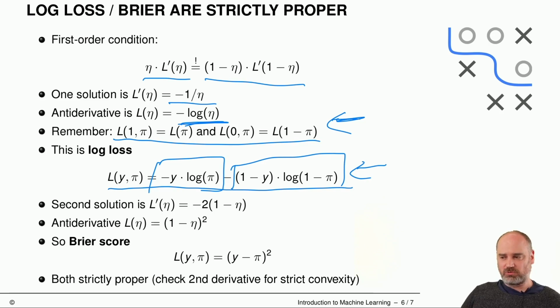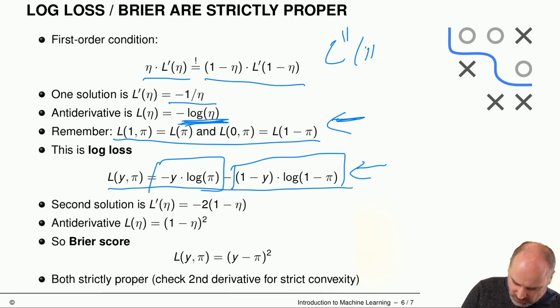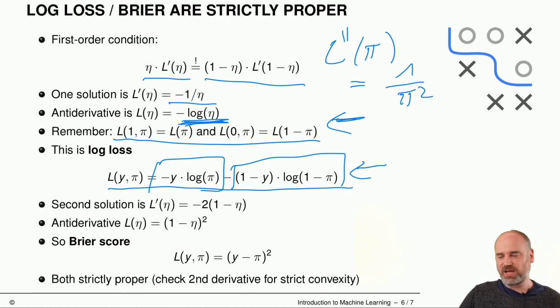It is going to be a proper scoring rule, and it's also a strictly proper scoring rule, because you can easily check that if you take the second derivative of this thing here, what is that actually? L double prime of pi is just 1 divided by pi squared. As long as we're not extreme, so if pi is not 0 or 1, this is always going to be strictly positive. So we have a strictly convex function in front of us. So the minimizer is going to be unique. So we have a strictly proper scoring rule.